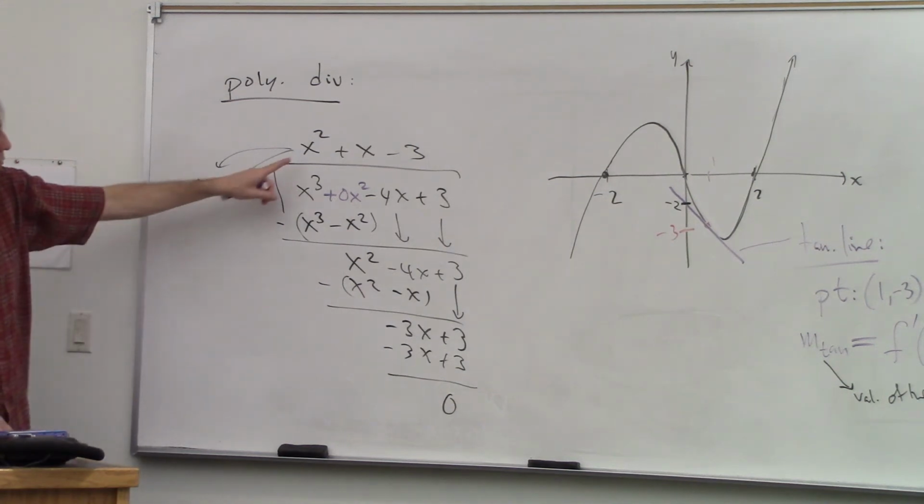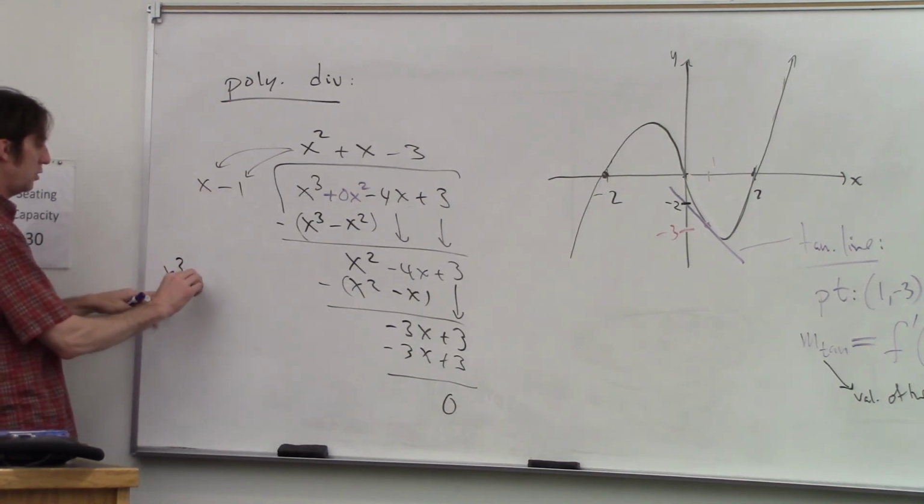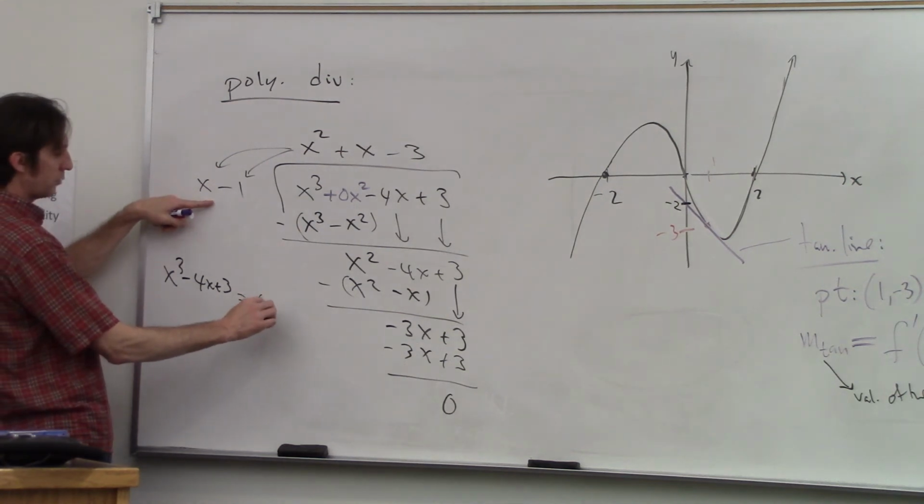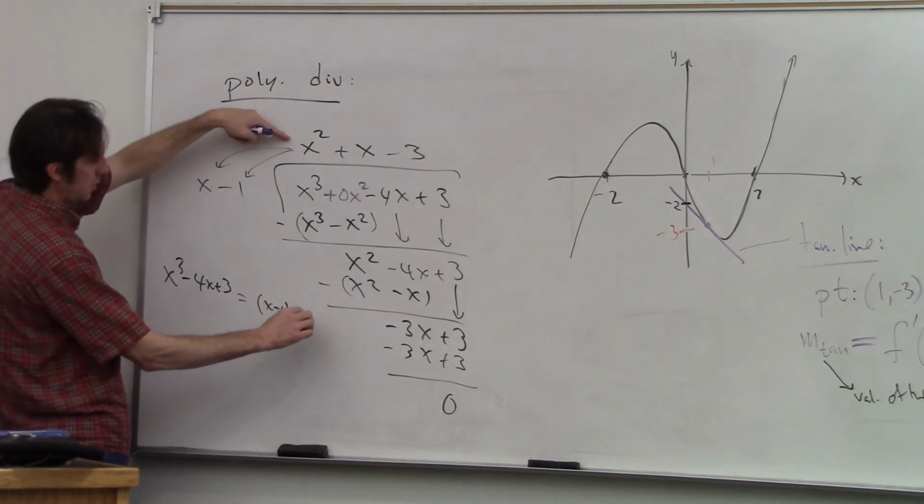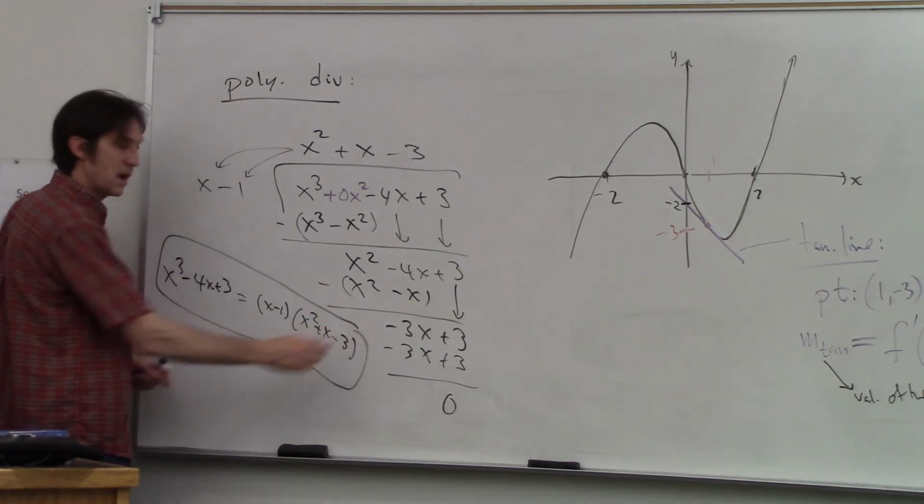And so what this algorithm is telling me is that the cubic x cubed minus 4x plus 3 equals x minus 1 times x squared plus x minus 3. Okay, this is how I factor the cubic.